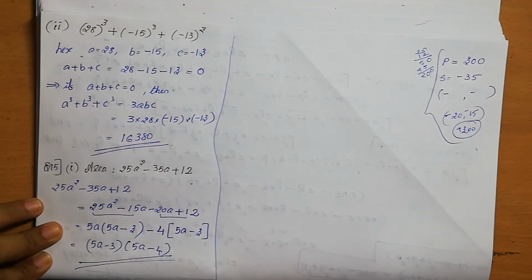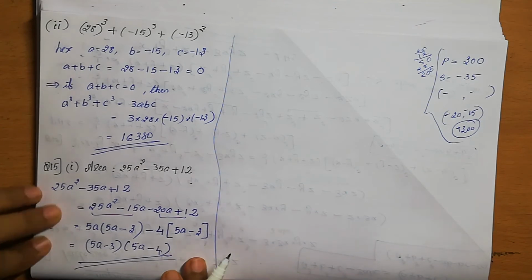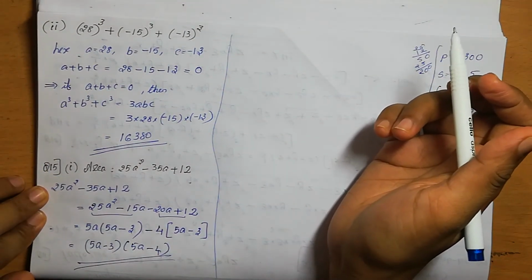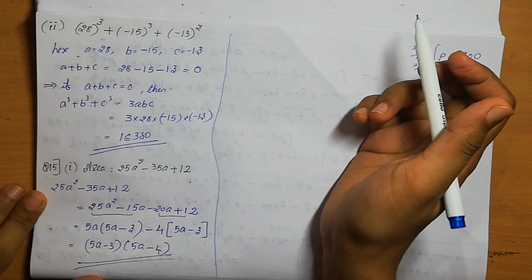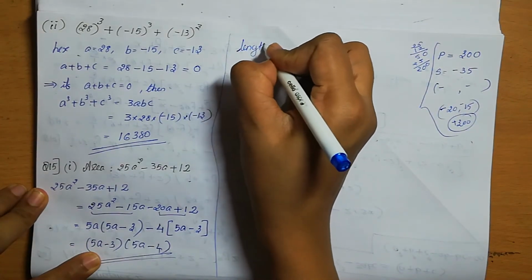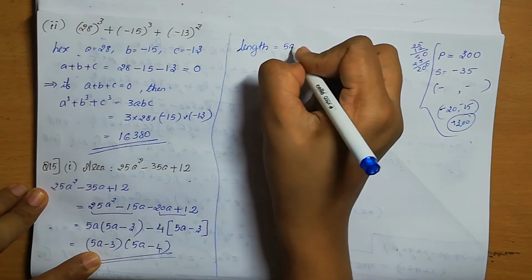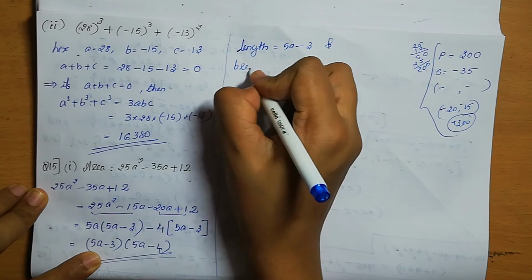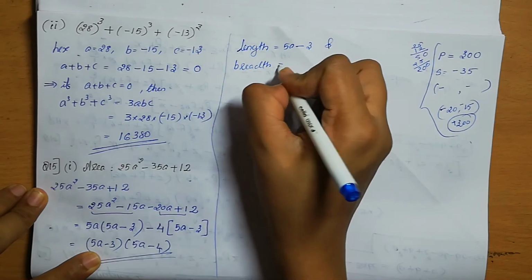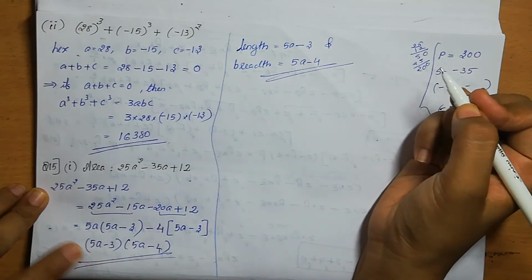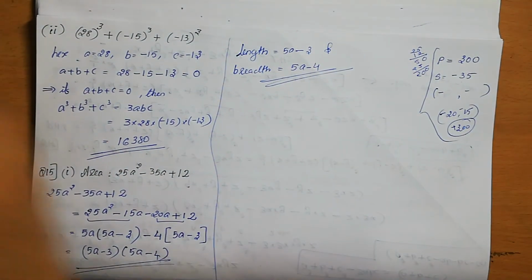5a minus 3 and 5a minus 4 are the factors. That means from here we are going to write the length and the breadth. So which one we can take the length and which one we can take it as a breadth, right? So this one length. Length is equal to 5a minus 3 and breadth is equal to 5a minus 4. Answer. Second one.